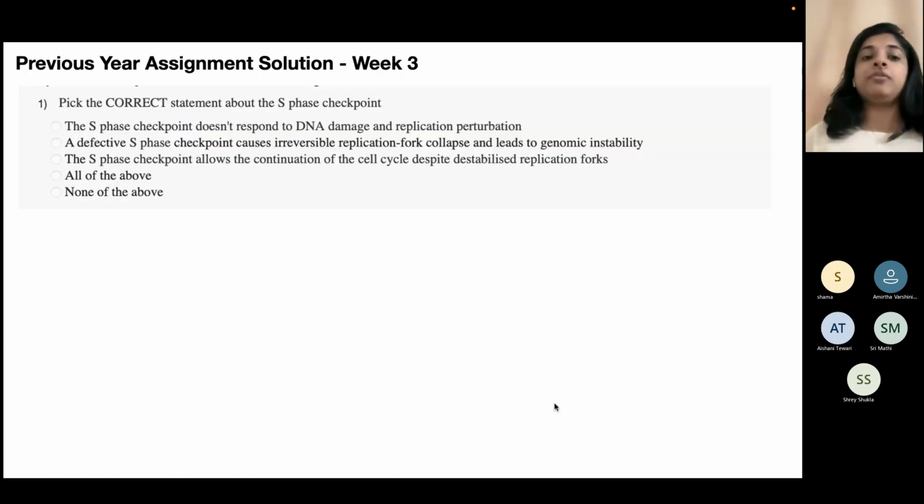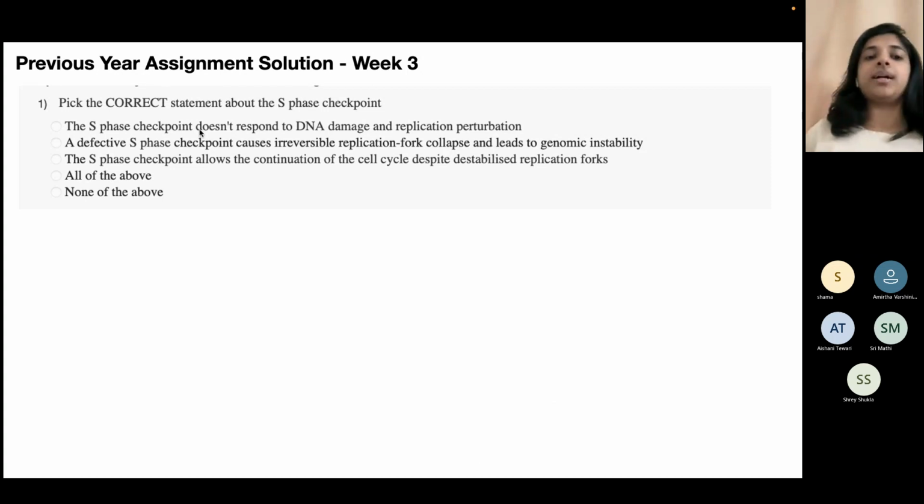So now we'll move on to the previous year assignment questions, and we can solve them together and discuss a few basic concepts behind these questions. And then we'll move on to the techniques and paper discussion.